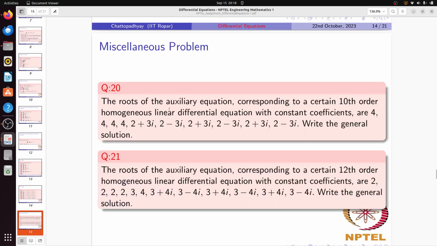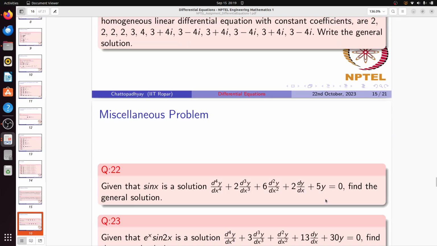There are also problems like: the roots of the auxiliary equation corresponding to a certain 10th order homogeneous linear differential equation with constant coefficients are 4, 2+3i, 2-3i, 2+3i, 2-3i, 2+3i, 2-3i. You have to write the general solution. Similarly, roots of the auxiliary equation are this. There are 4 repeated roots, then 2, 3 and 4 are some non-repeated roots. Then there are 3+4i, 3-4i, appearing 3 times. You have to find the general solution.